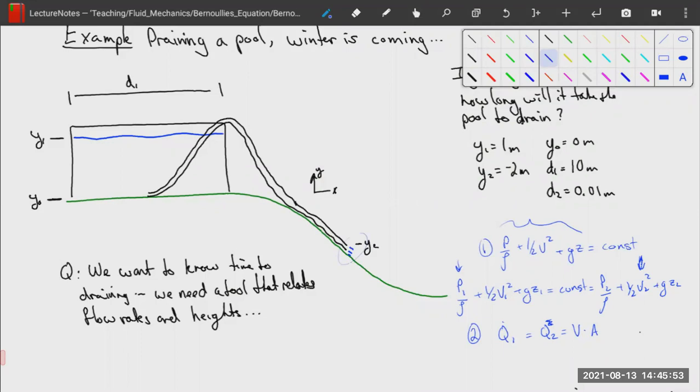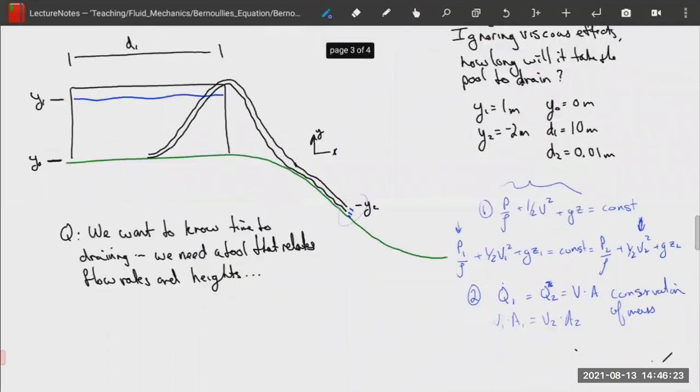Pretty obvious, right? The non-obvious part is that we can calculate that by multiplying the average velocity times the cross-sectional area of both, right? So the velocity times the cross-sectional area of point 1 has to be equal to the velocity times the cross-sectional area of point 2, and that's called conservation of mass. V1 times A1 is equal to V2 times A2, right?